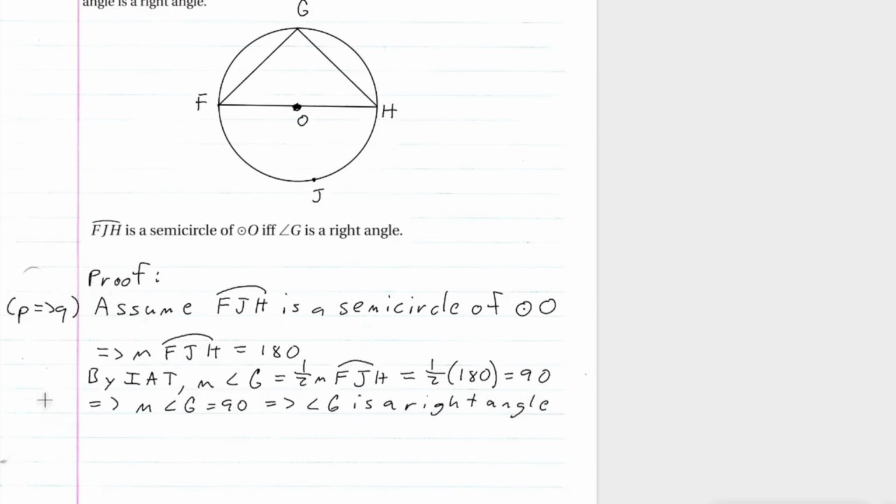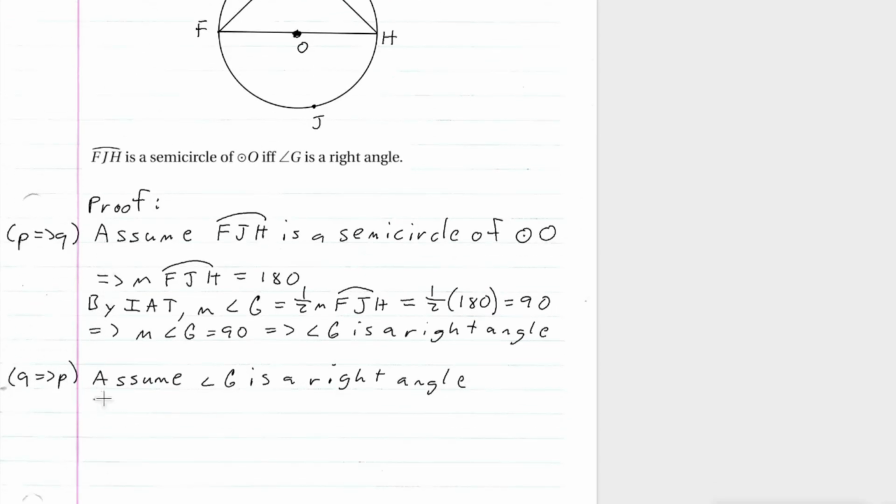All right, so now we're going to go the other way. We're going to do Q implies P. All right, so we're going to assume that angle G is a right angle. So of course, this implies that the measure of angle G is equal to 90.